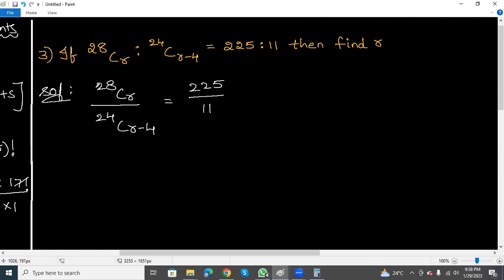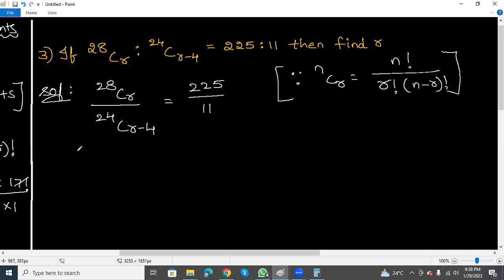So this is the nCr formula. Since we know the nCr formula, nCr is equal to n factorial over r factorial times (n minus r) factorial. Let's apply. So 28 factorial divided by r factorial times (28 minus r) factorial.